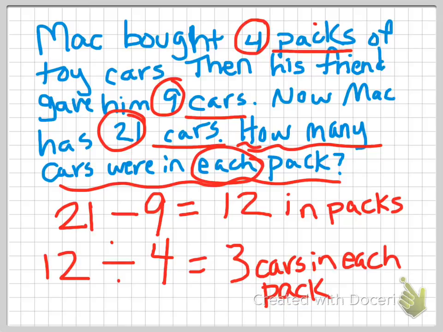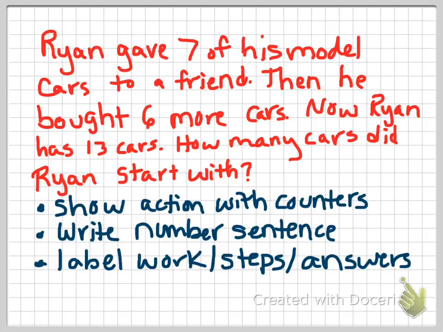So I'm going to give you a problem to practice on your own. Think about what action is happening. Draw out some counters and use number sentences to help you solve it. So for your problem that you need to work out on your own, you need to copy down what's in red. Ryan gave 7 of his model cars to a friend. Then he bought 6 more cars. Now Ryan has 13 cars. How many cars did Ryan start with?